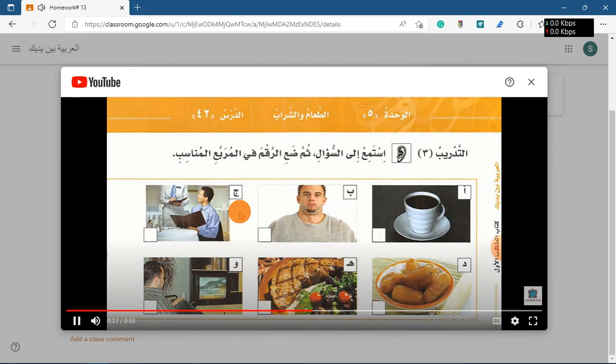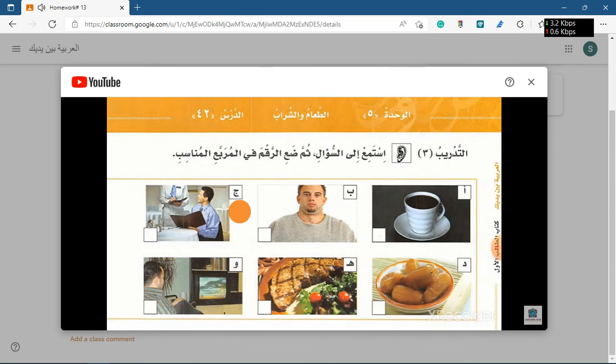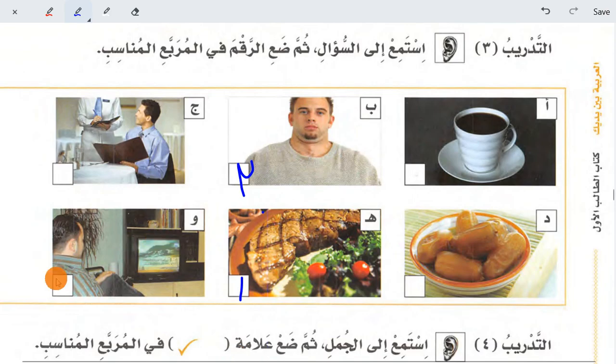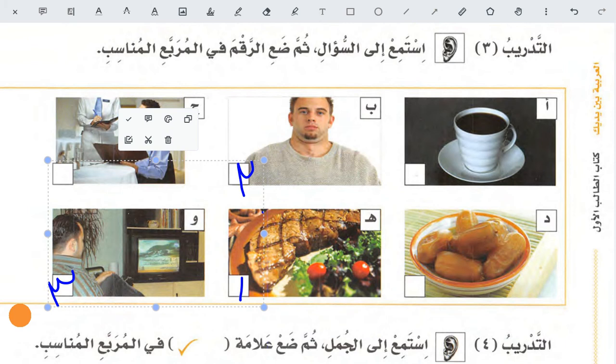Thalatha. Maza tushahid, what do you see? So what are you watching? This one is best for this. In this way you will do this one as well.